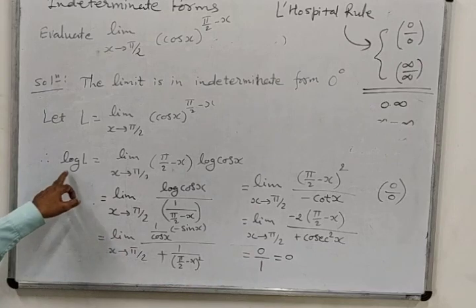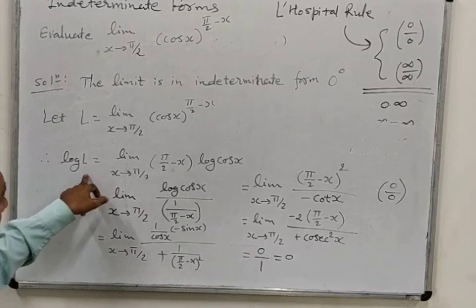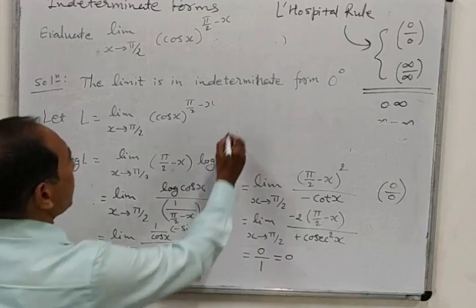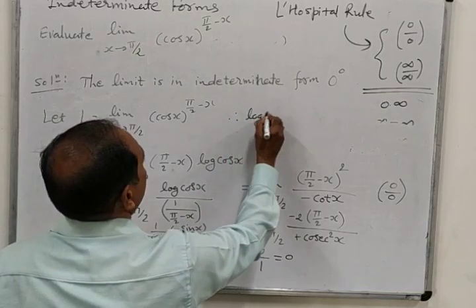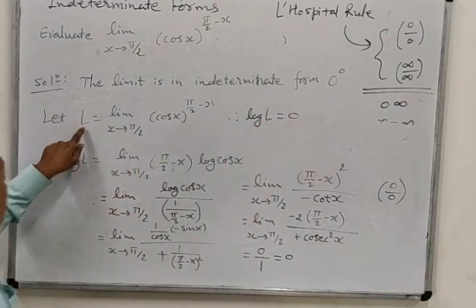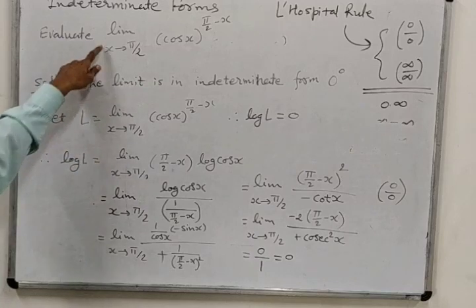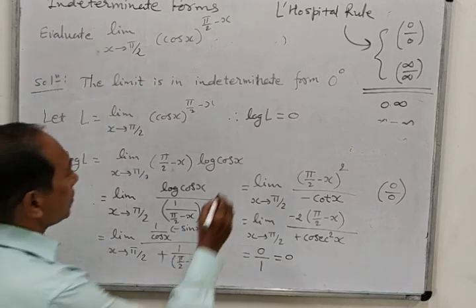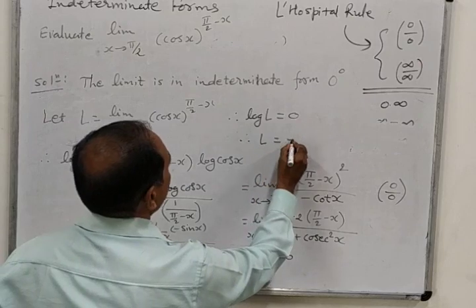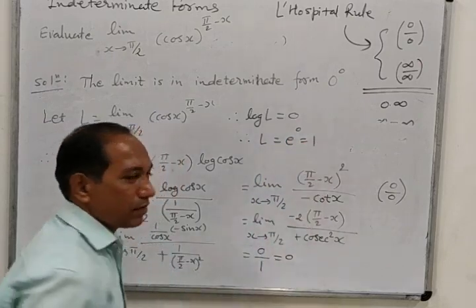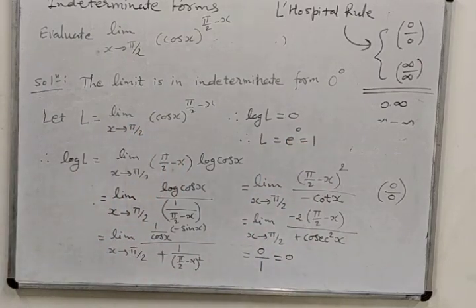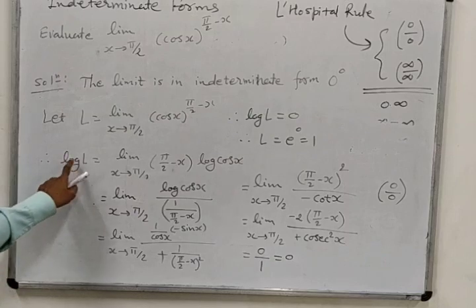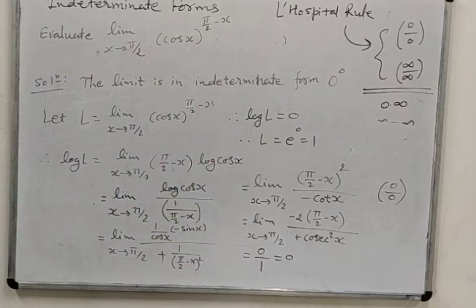But which value is this? This is nothing but the value of log of L. So therefore log of L equal to 0. But we actually want the value of L, that means the value of this question. So therefore L equal to e raised to 0, and e raised to 0 is 1. Okay. So don't forget to convert this log of L in terms of L to obtain the value of L.